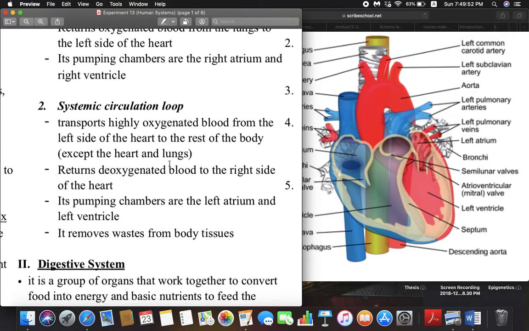The second part of the circulatory system is the systemic circulation loop, and we need to know that it transports highly oxygenated blood from the left side of the heart to the rest of the body except for the heart and lungs. So the systemic circulation loop does not pump or transport highly oxygenated blood to the heart or the lungs. It then returns deoxygenated blood to the right side of the heart. Its main pumping chambers are the left atrium and left ventricle, and it removes waste. We also need to know that the systemic circulation loop removes waste from body tissues.